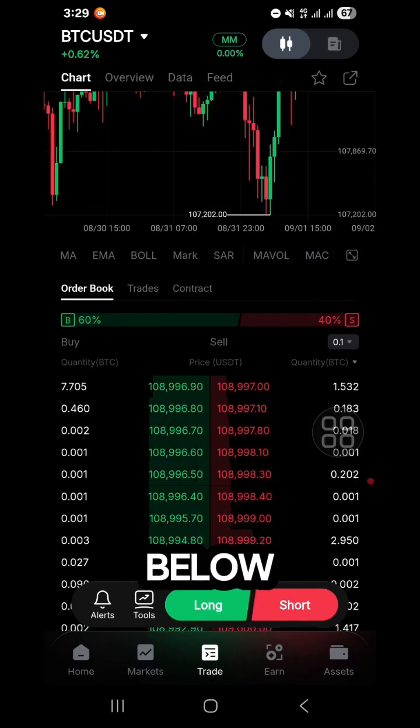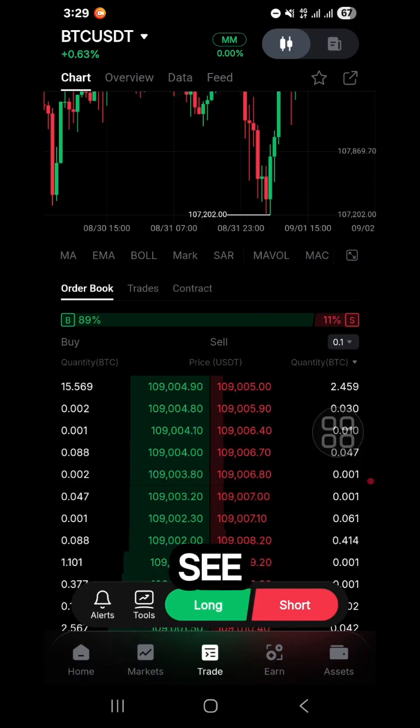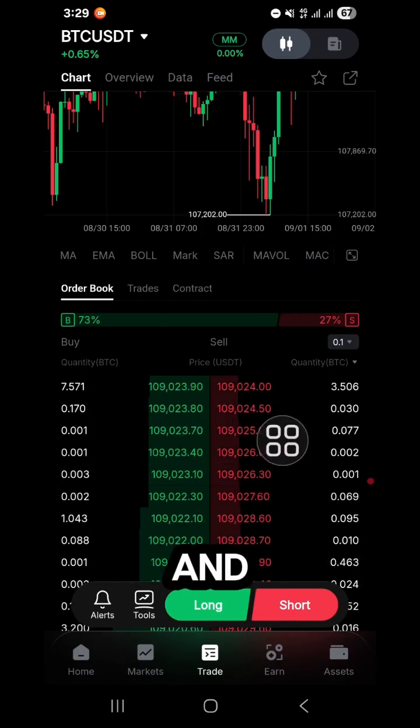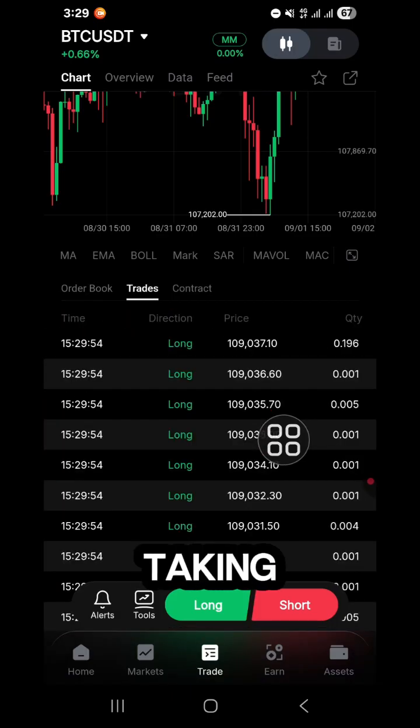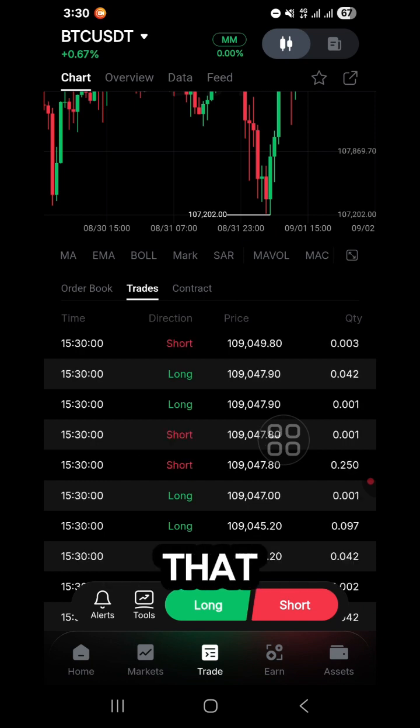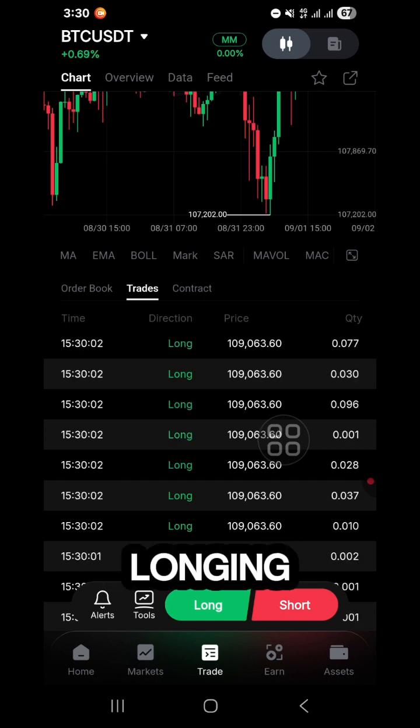So if you scroll down below, you get to see the order book. You get to see what people are buying and what people are selling, like the price people are buying and selling. You get to see people taking trades. You can see the majority of people are longing Bitcoin, which means that they are predicting that Bitcoin is going to increase in price, so they are longing it.